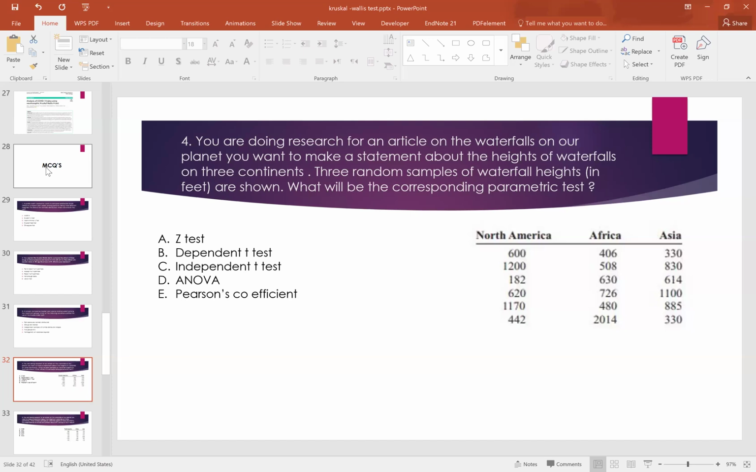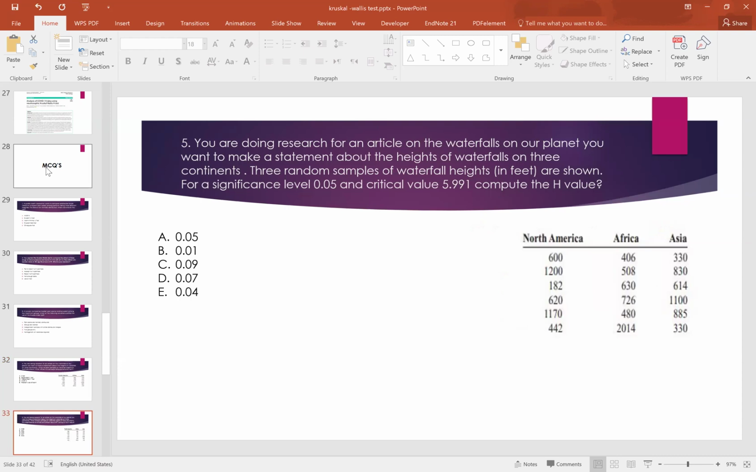You're doing research for an article on the waterfalls on our planet. You want to make a statement about the height of waterfalls on 3 continents. 3 random samples of waterfall heights in feet are shown. What will be the corresponding parametric test? Z-test, dependent t-test, independent t-test, ANOVA, and Pearson coefficient. Yes, it's D, ANOVA.